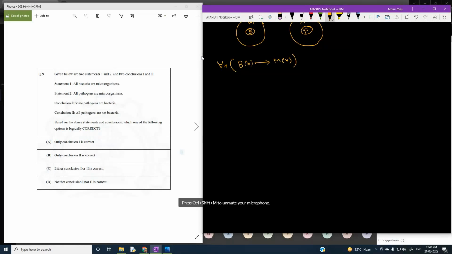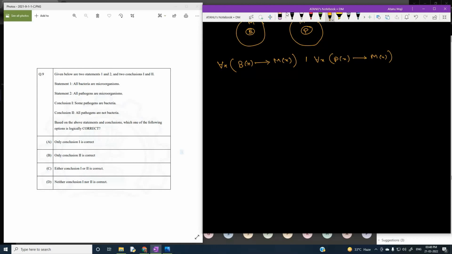तो ऐसा सोच सकते हैं कि अगर हम सारे लिविंग ऑर्गेनिज्म का सोचेंगे, तो अगर वो बैक्टीरिया है तो माइक्रो ऑर्गेनिज्म है, इसका मतलब सारा के सारा बैक्टीरिया माइक्रो ऑर्गेनिज्म है। You can write in this way. सेकेंड वन है कि सारा पैथोजन माइक्रो ऑर्गेनिज्म है। सिमिलरली सब लिविंग ऑर्गेनिज्म के लिए, अगर वो पैथोजन है तो वो माइक्रो ऑर्गेनिज्म होगा। This one.